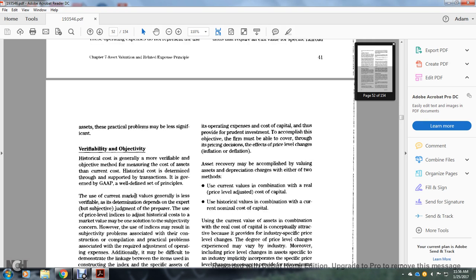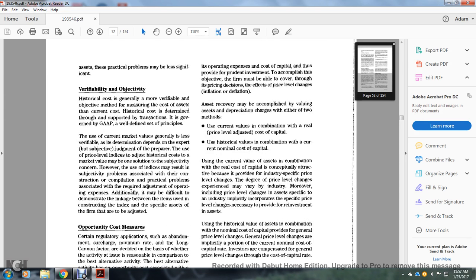Verifiability and objectivity. Historically, cost generated with the verifiability objective method measuring the cost asset. The historical cost determined through the support of the transaction is governed by the government accounting auditing principle, a well-defined set of principles. For the current market value, it is generally less verifiable, and determining it depends on the expert's judgment, with the proposal for the use of price level indexes, adjusting the historical cost to the market value, as one solution to the subject of the concerns.